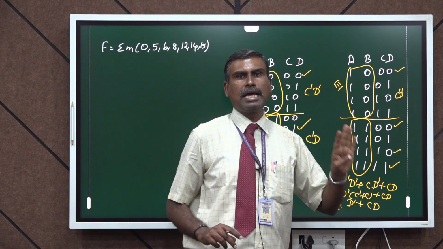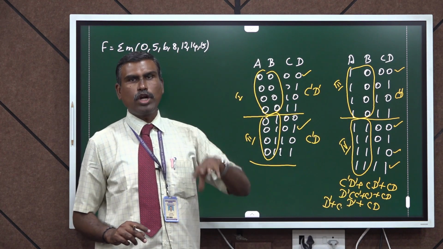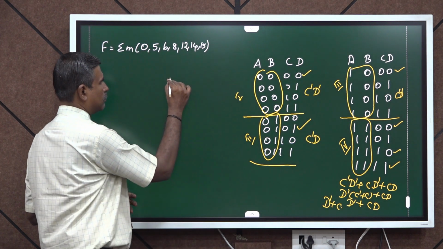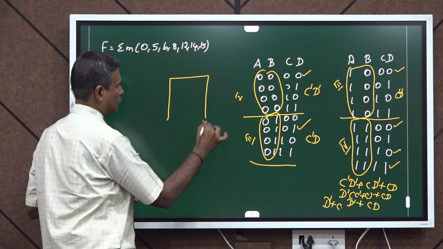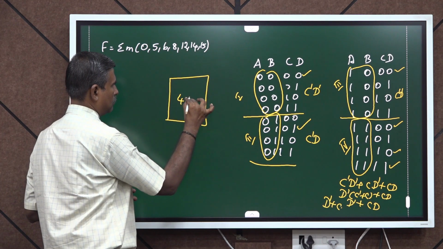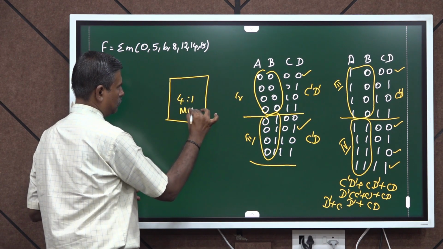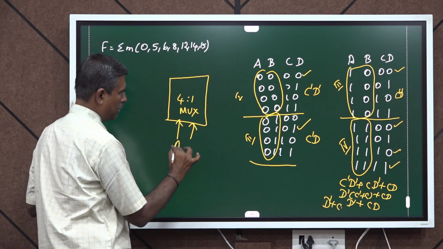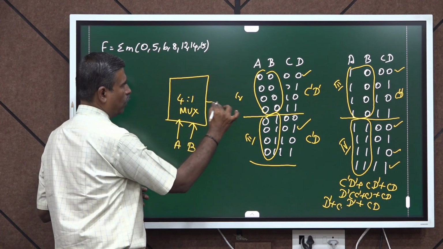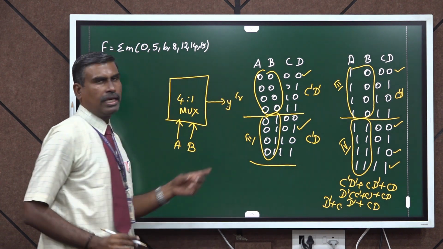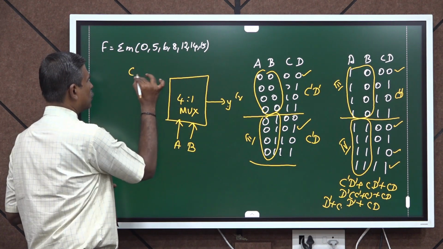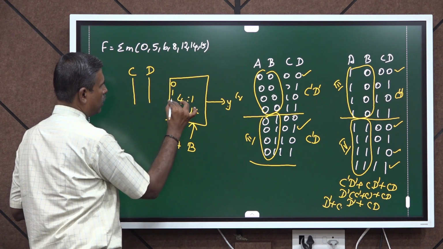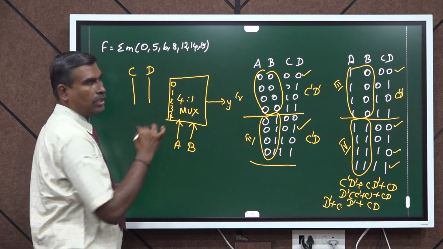So, based on this data line and the selector line, we are going to implement the given Boolean function using 4:1 mux. So, how to draw the circuit: A, B are going to be the selector lines and Y is my final output. Here I need 2 input lines, so C, D. So, 0, 1, 2, 3. They are going to be the inputs.